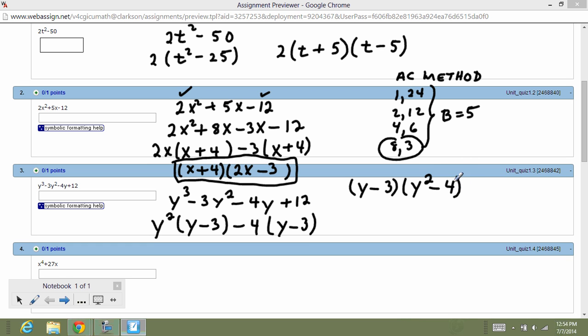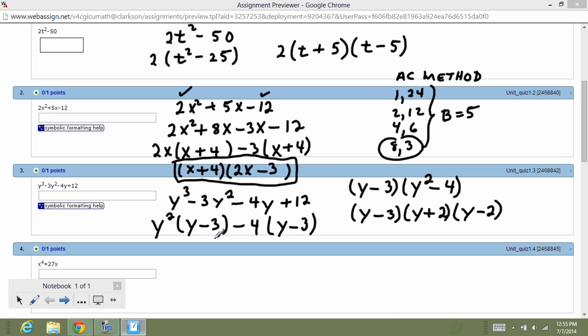The y squared minus 4 factors further. The y squared minus 4 factors to y plus 2 times y minus 2 as a result of them being a conjugate pair, a difference of perfect squares as it is known. And so the final answer on that one, in some order, should have been y minus 3 times y plus 2 times y minus 2.